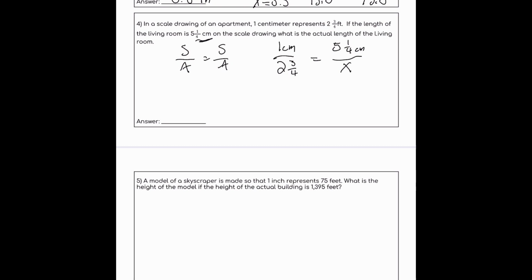Okay, so if I cross multiply and divide, I'm going to get X is equal to 14 7/16 feet. Okay.